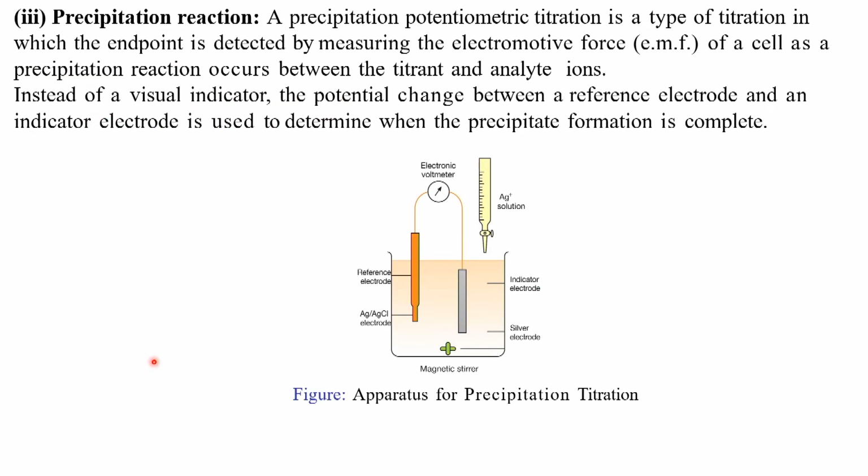Next we discuss precipitation reactions. A precipitation potentiometric titration is a type of titration in which the endpoint is detected by measuring the electromotive force of a cell as a precipitation reaction occurs between the titrant and analyte ions. Instead of a visual indicator, the potential change between a reference electrode and an indicator electrode is used to determine when the precipitate formation is complete.